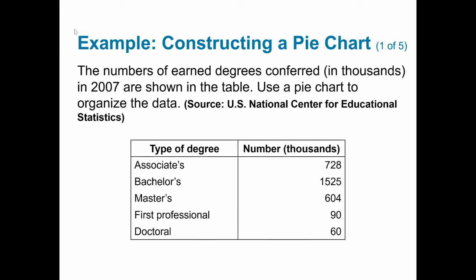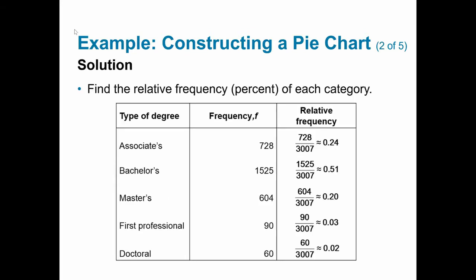Here, for example, we have data that tells us about the number of earned degrees conferred, in thousands, in 2007, and we want to use a pie chart to organize this data. The associate's degree had 728,000 degrees awarded, bachelor's 1,525, and so on. To do this, you would first start out by finding your relative frequency, the percentage for each of these degree types. Remember, relative frequency is just frequency divided by sample size.